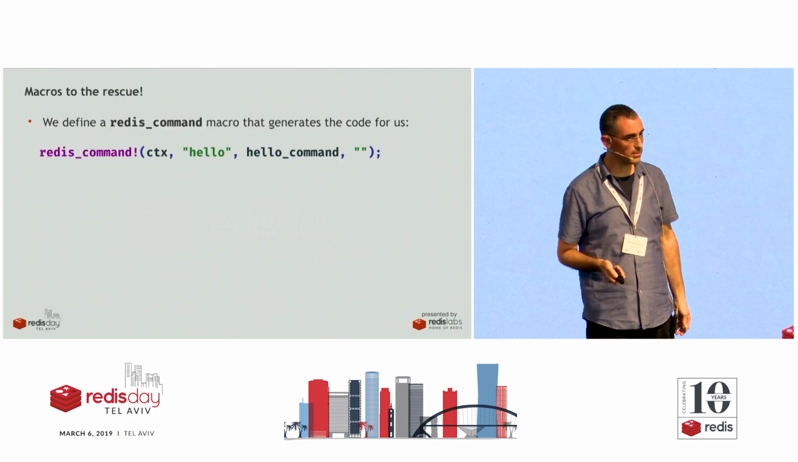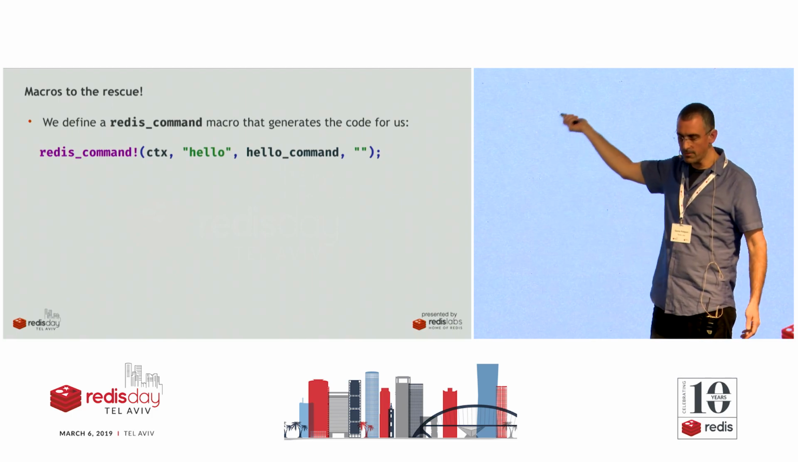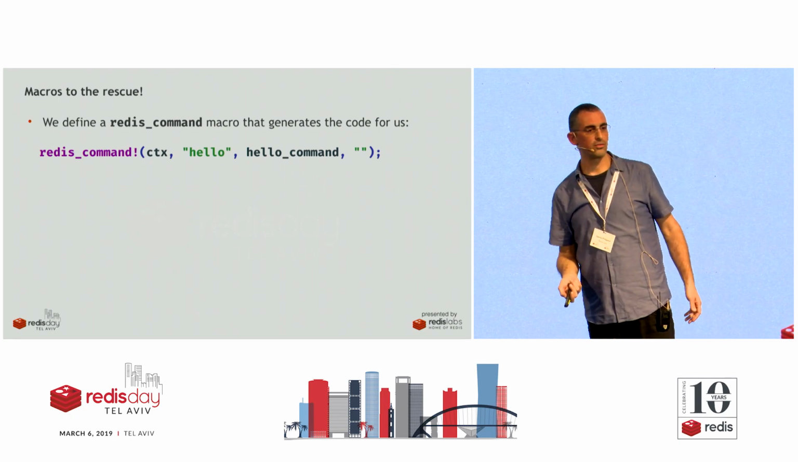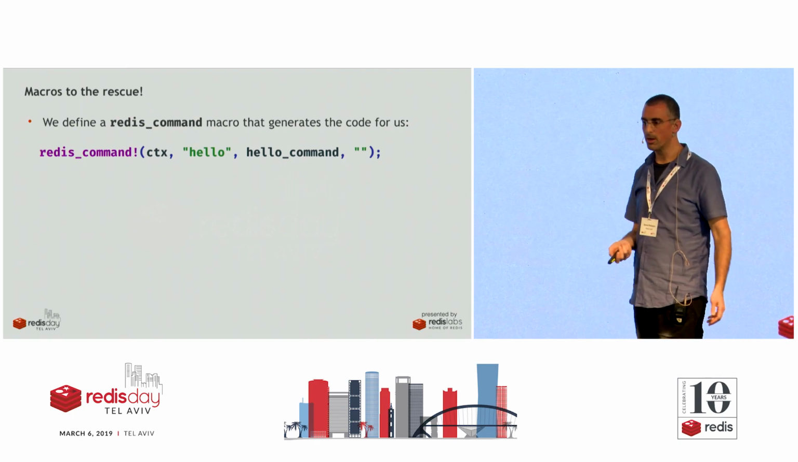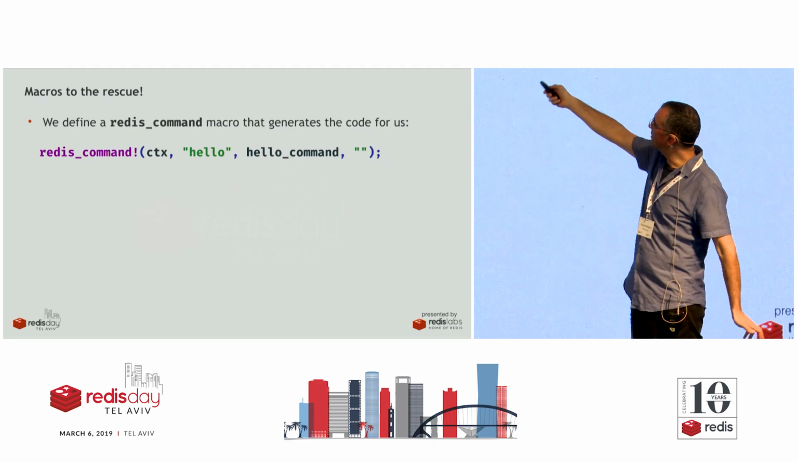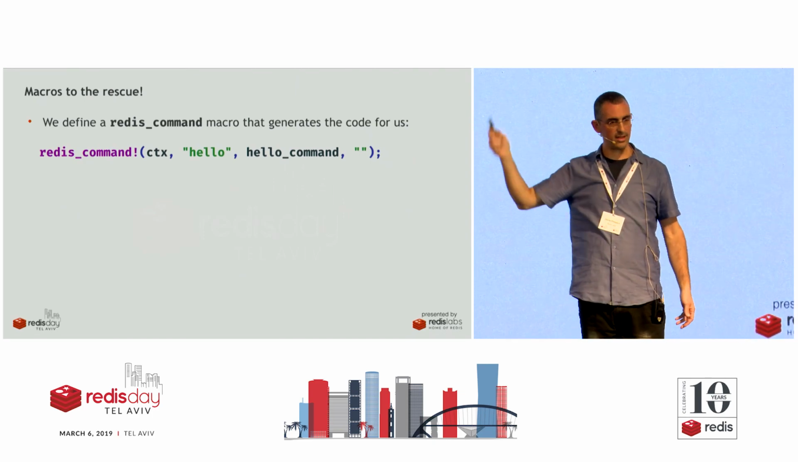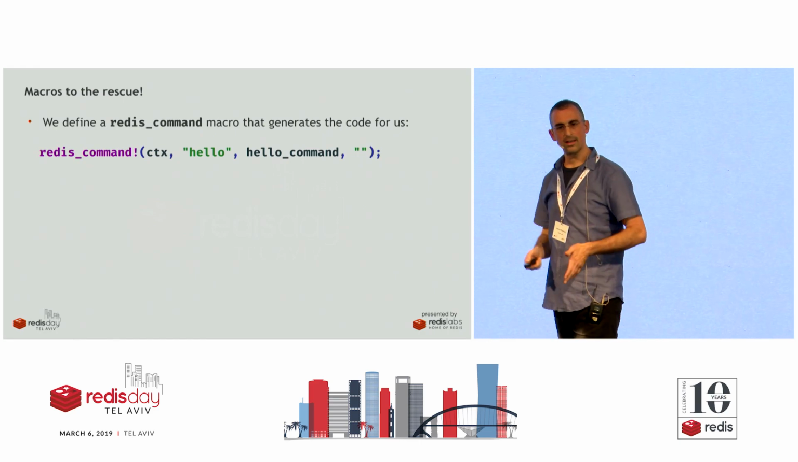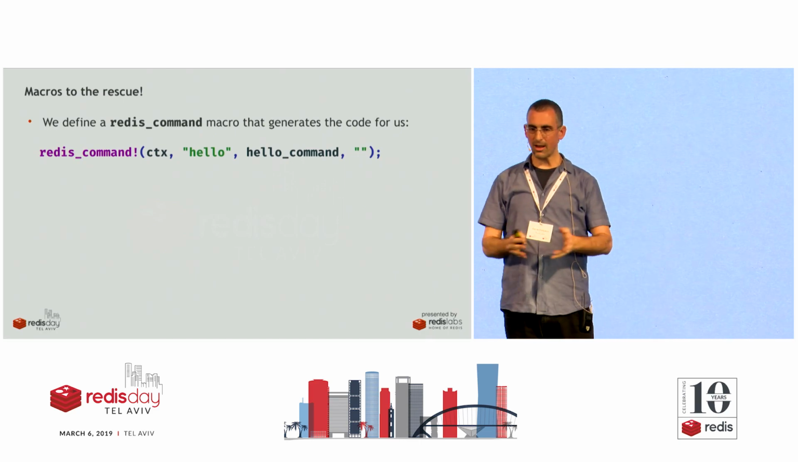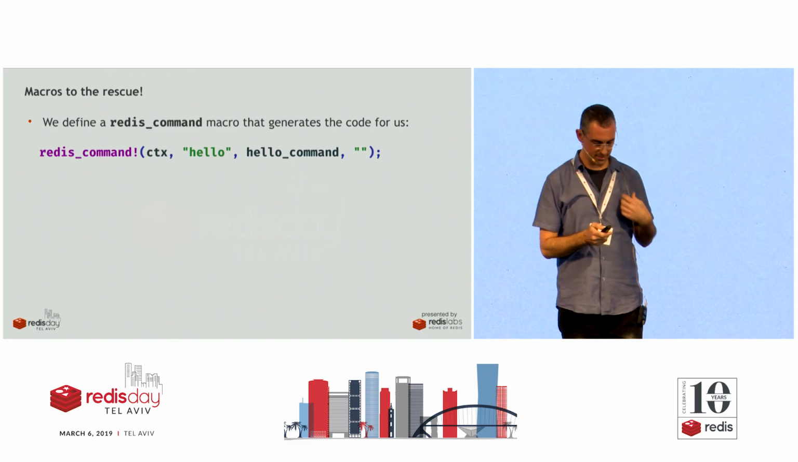So macros to the rescue. We can define a Redis command macro that does all this boilerplate work for us, because that's what macros are meant for, doing boilerplate work. So I can just say Redis command, give it the context, the name of the command, and the pure Rust function, and some flags. And it will take the function. It will automatically, at compile time, write a C wrapper function for it and do anything that's needed.